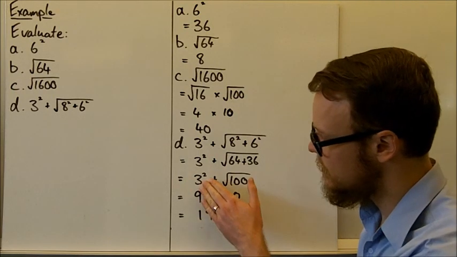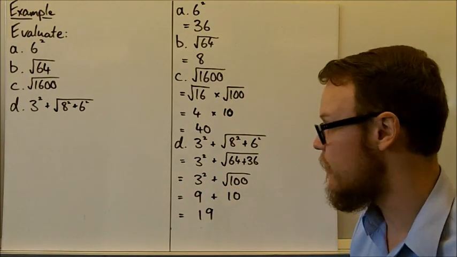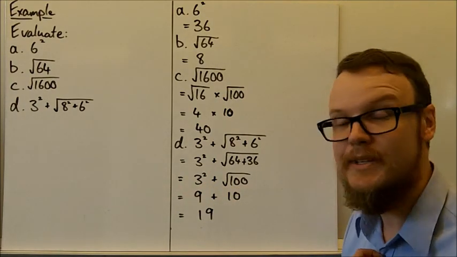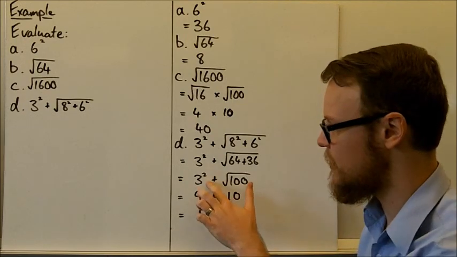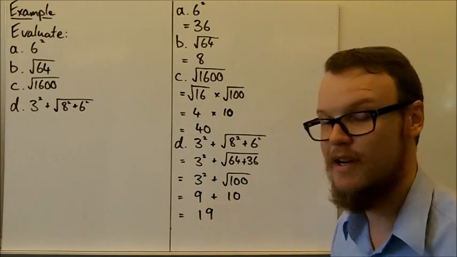So you might see, whenever you see 3 squared, it might be said as 3 squared, or it might be said as 3 to the power of 2. They're both exactly the same thing. It means 3 times 3 and will result in a square number.